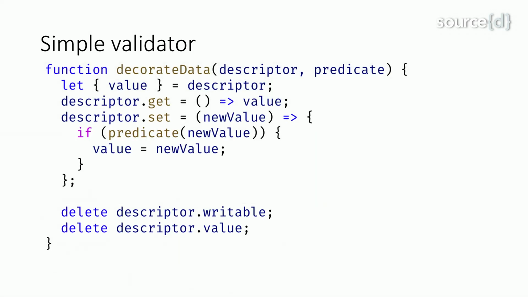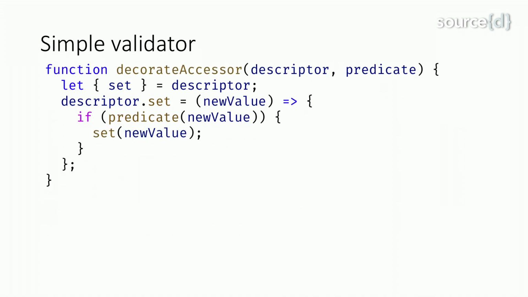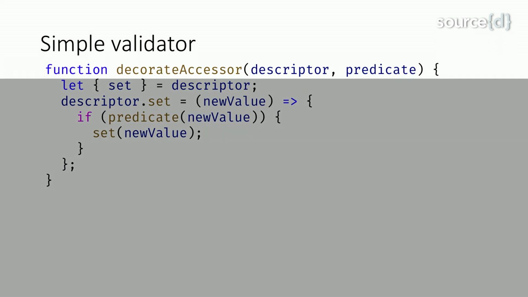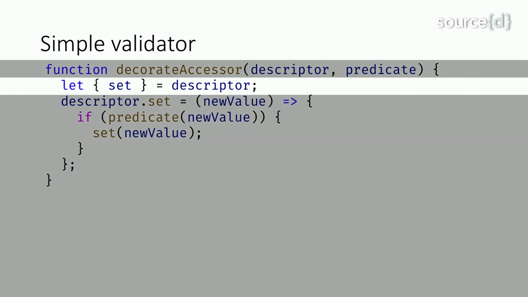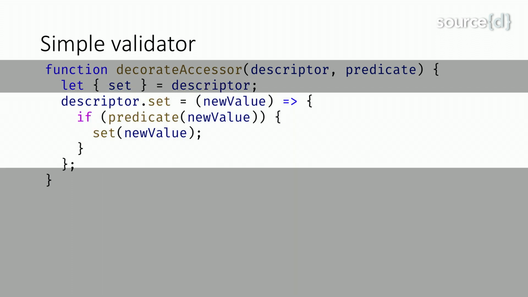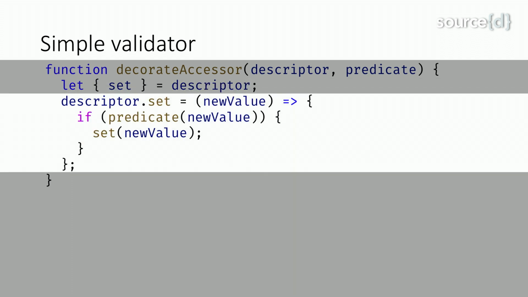And that's for decorate data. Decorate accessor is much, much simpler. We get the descriptor and the predicate, same as with decorate data. And we just need to get the set function and set it to the new value if the predicate passes. And instead of assigning it to value, we just call the old set function. And that's it.